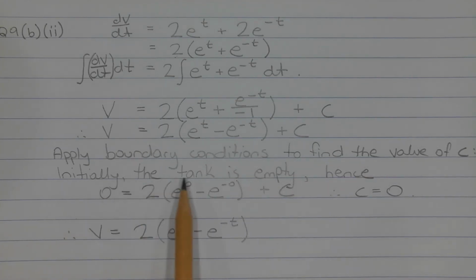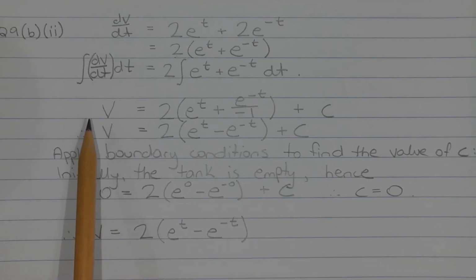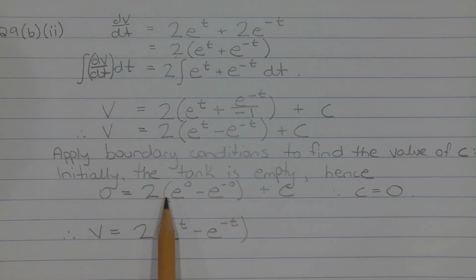Now initially the tank is empty, hence the volume V equals 0 when t equals 0. So substituting 0 for V and 0 for t in the equation, we get 0 equals 2(e^0 minus e^(-0)) plus c. Now e^0 and e^(-0) are just equal to 1, and 1 minus 1 is 0. So 0 is equal to 0 plus c, therefore c equals 0. Therefore V equals 2(e^t minus e^(-t)).